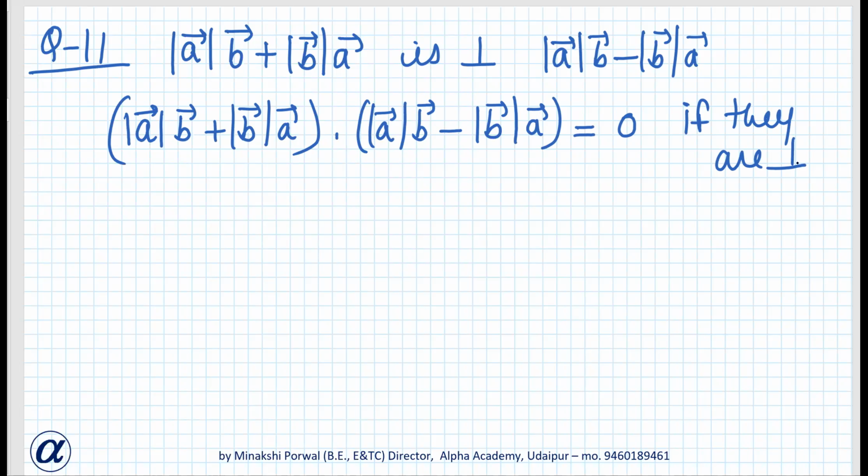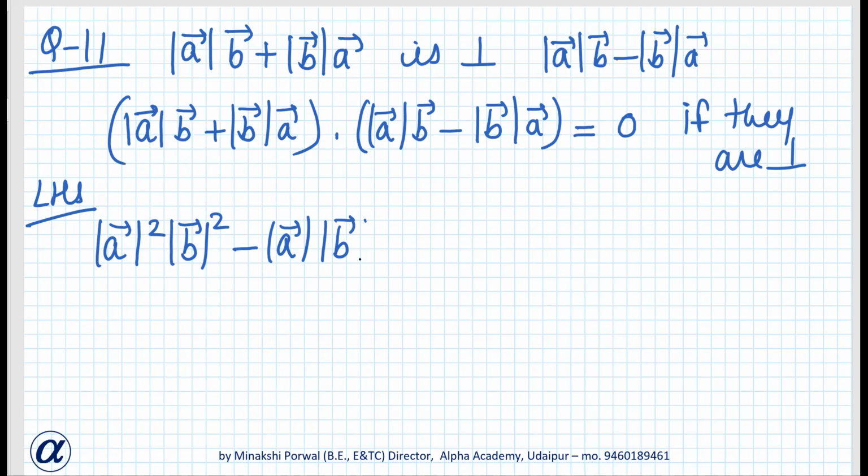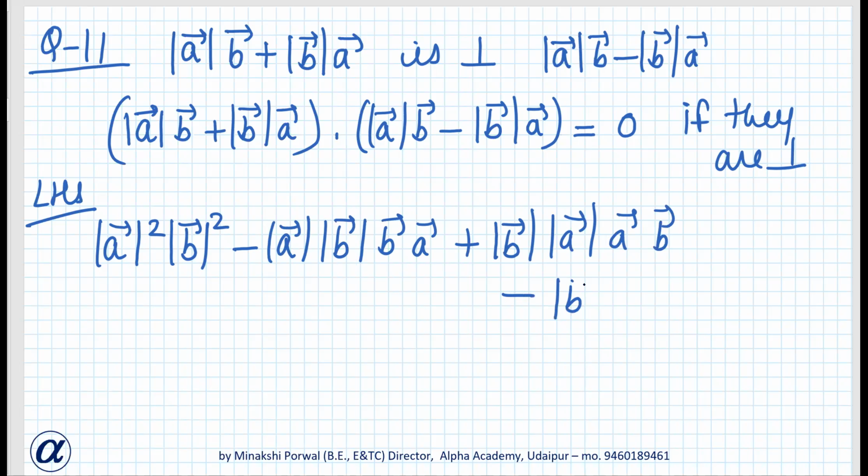Now we'll take its LHS. We have to prove basically that it will be 0. So when we multiply this, it will be a square into b dot b, which is also b square, minus a b a, plus b a b, minus b square a square. So these two terms will cancel and these will cancel, so this is equal to 0. This we have to prove.